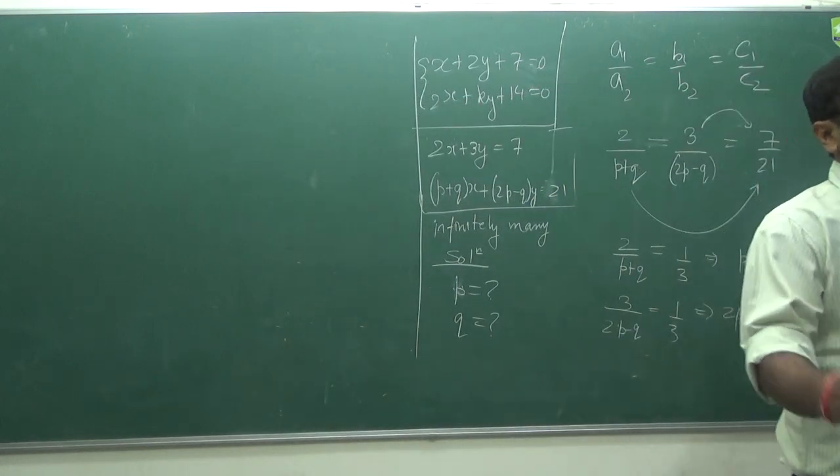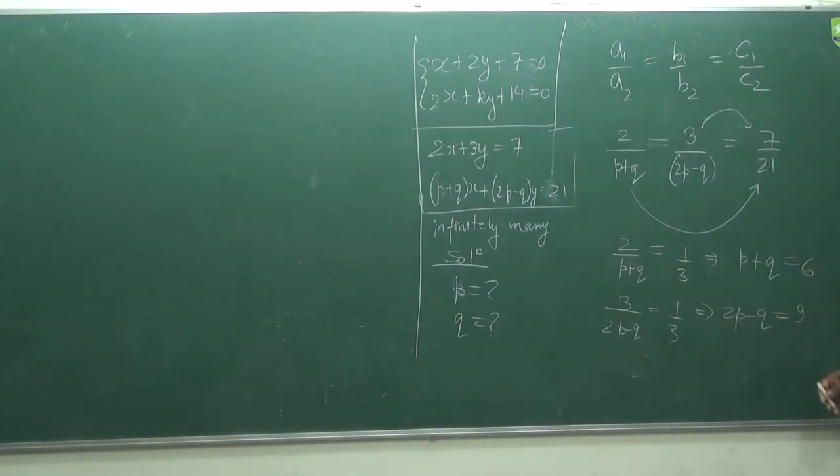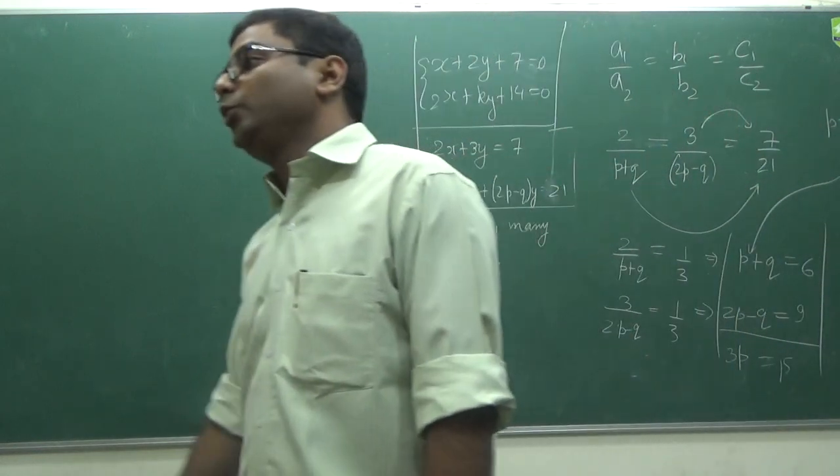Actually, we have not learned how to solve linear equations, but you can do a trick. Add both these equations: LHS and LHS can be added, RHS and RHS can be added. So p plus 2p is 3p, and q minus q is 0. 6 plus 9 is 15. So what is p? 5. If p is 5, put it back in here. q is 1. So p is 5, q is 1.